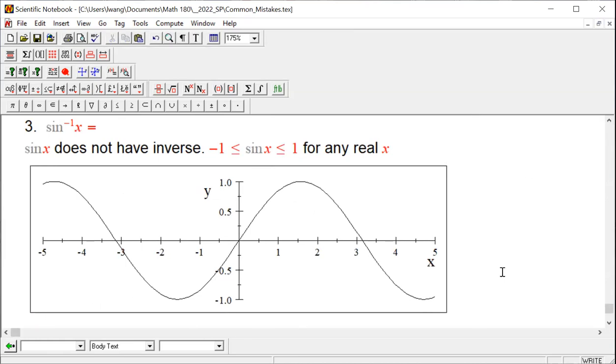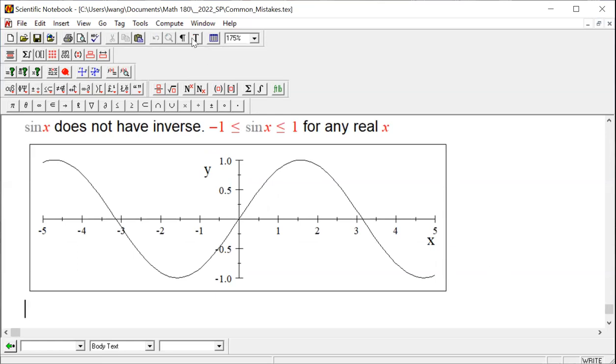However, arcsine has a notation, which is the same as this notation. Both should be read as arcsine. This should be read as arcsine. This should be read as arcsine. We have explained in class why it is called arcsine.